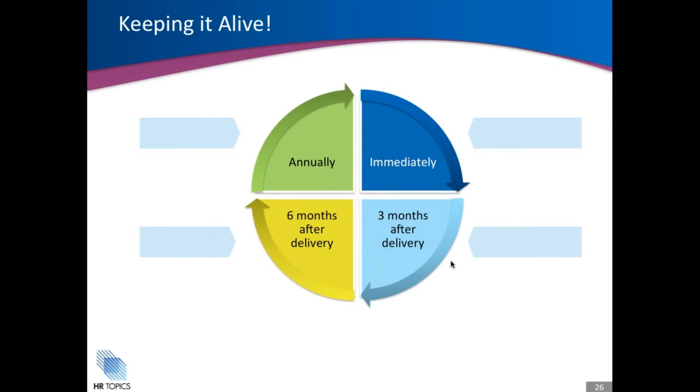So it may be something, let's go back to our I-9s, where you have a very quick fix. Somebody wasn't filling out a particular box. You've now asked that person to fill out that box. Well, 3 months after delivery, you want to go in and check and make sure they're doing it. Same with 6 months after delivery. You want to make sure that you've got a couple of those action items that you're looking at.